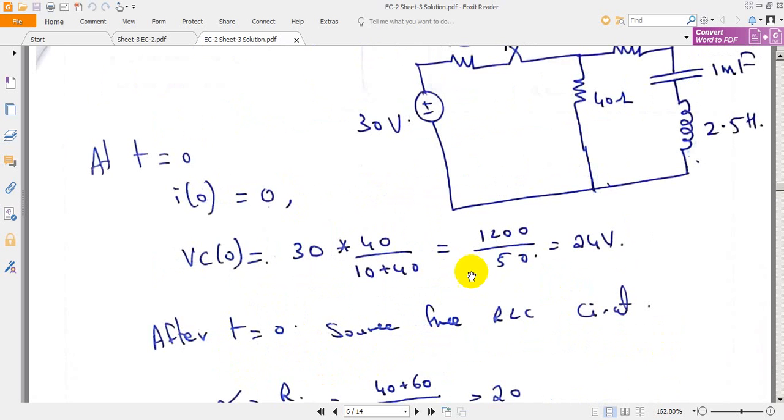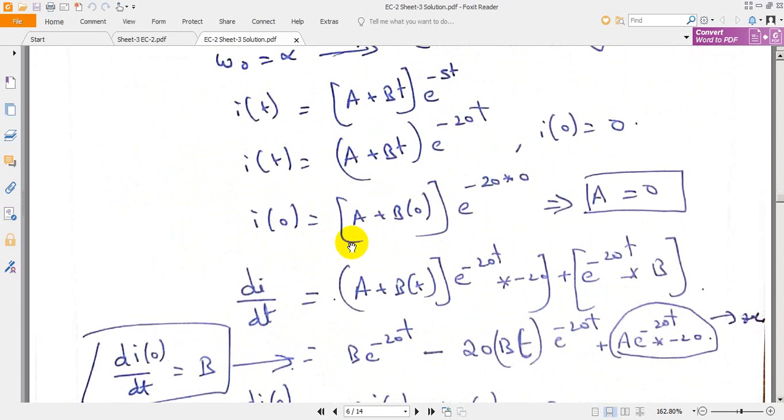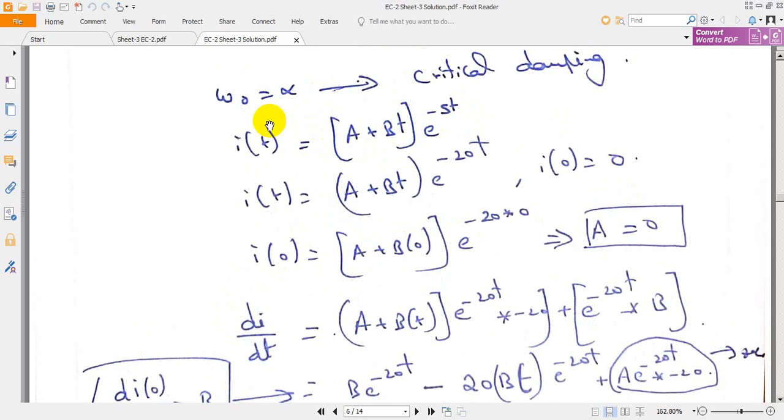How did we get it from here? I of 0 is equal to 0. I of 0 is equal to A, which is equal to 0. Now we got this equation, with minus 20t, we got this equation.